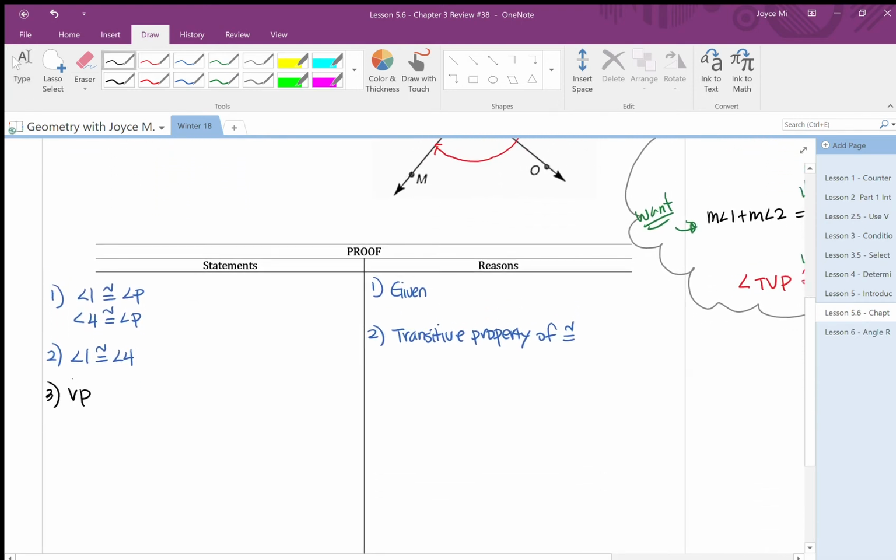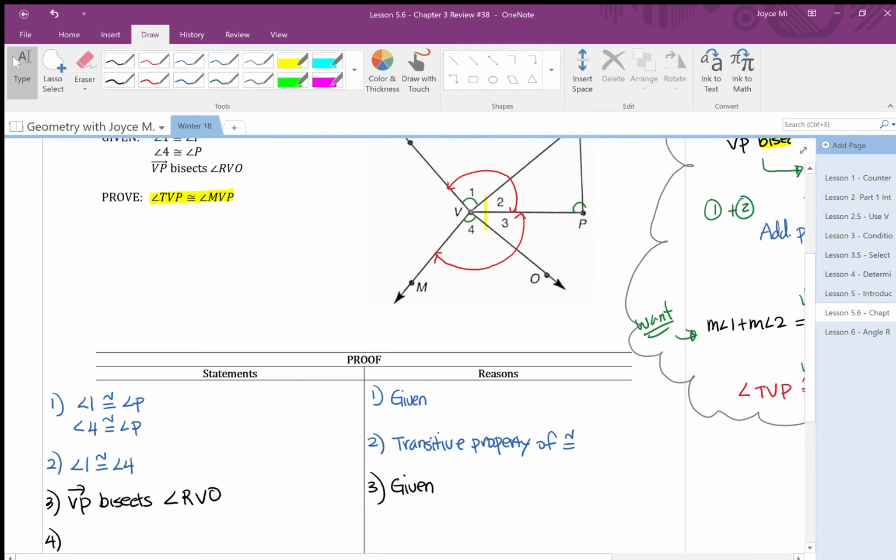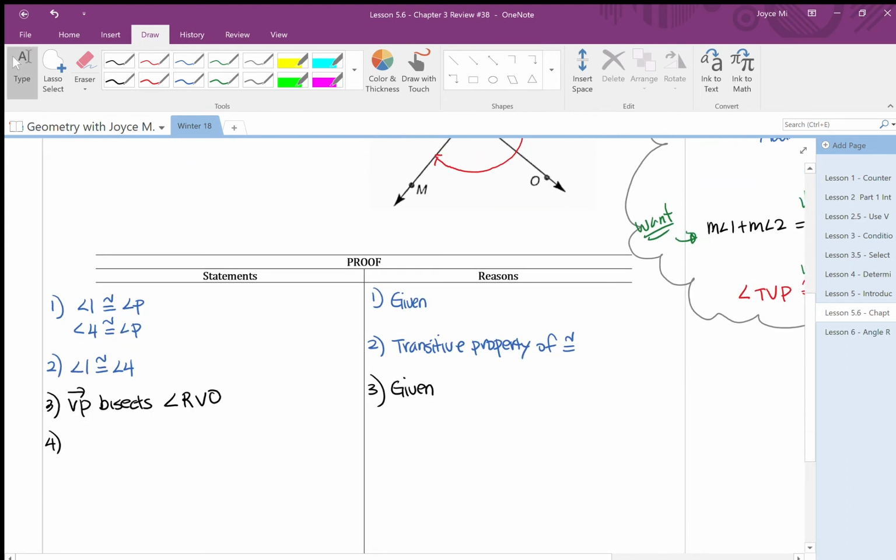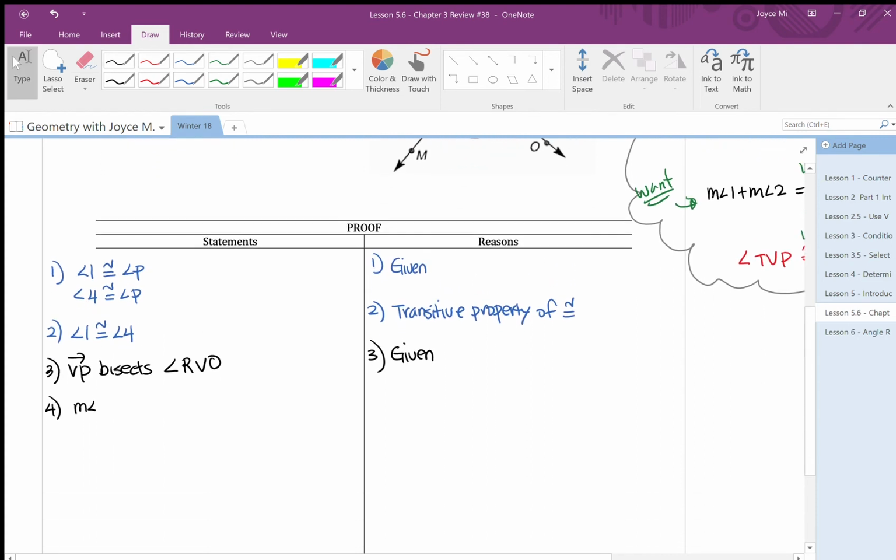So VP bisects angle RVO. Okay, and number 3, this is given. And number 4, bisecting tells me it cuts this angle into two parts with equal measurements. So this tells me that this is the bisector. So angle 2 is congruent to angle 3, or measurement angle 2 equal to measurement angle 3. Okay, that's what a bisector does. It separates the angle into equal parts. So I say measurement angle 2 is equal to measurement angle 3.